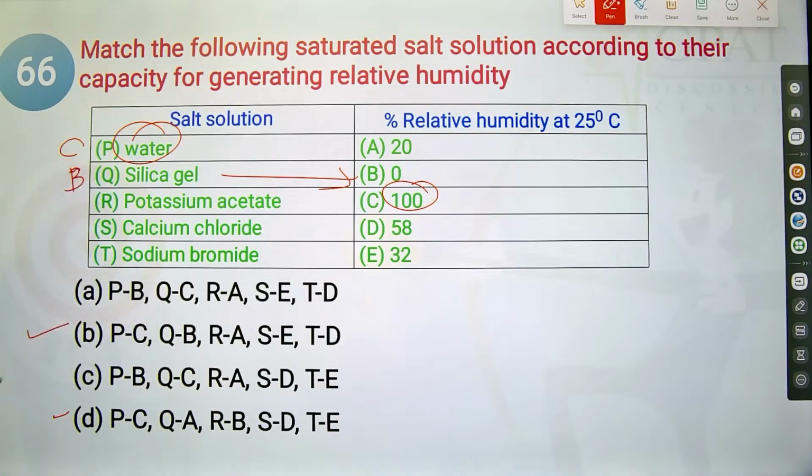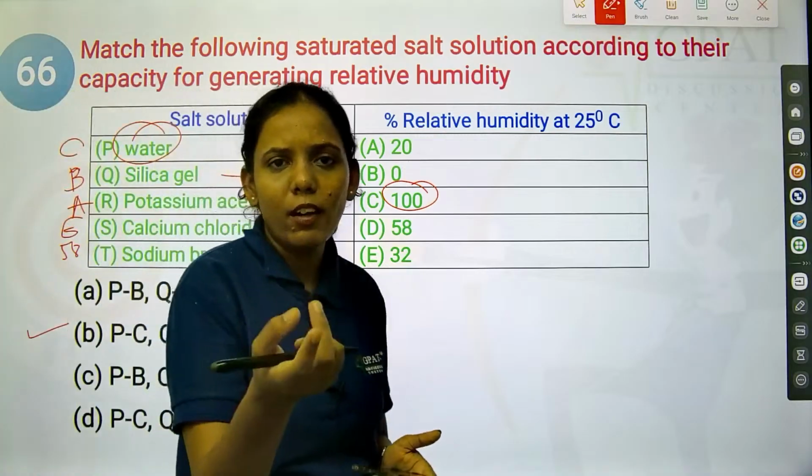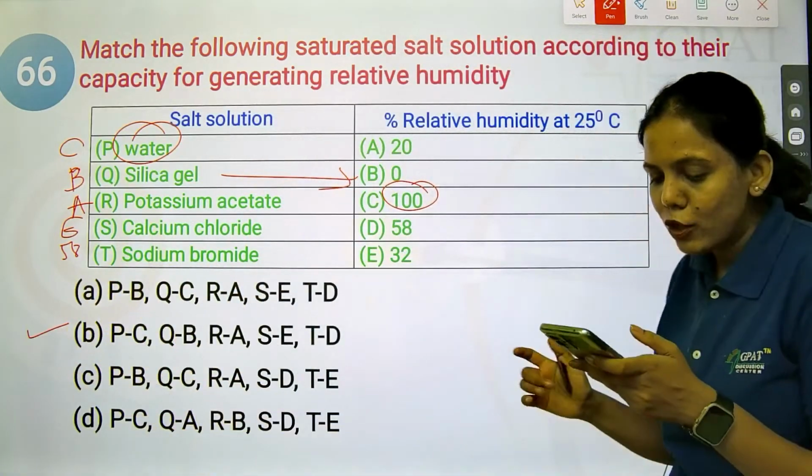So C and B, where you can see option B. Then comes potassium acetate is 20, that is A. Then comes calcium chloride, that is 32, E. And sodium bromide, that is 58. Even if you don't know the exact value, at least you should know water gives humidity. Silica gel 0. Okay, so like that you can solve the questions.